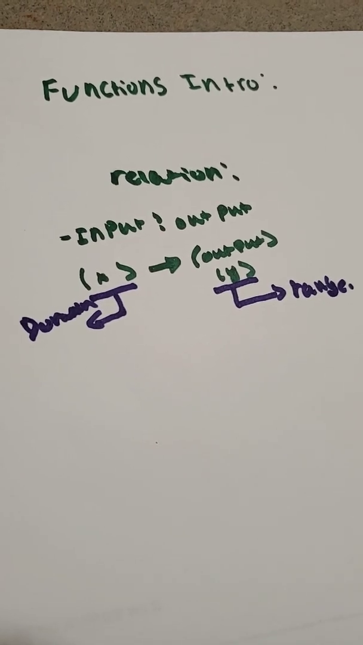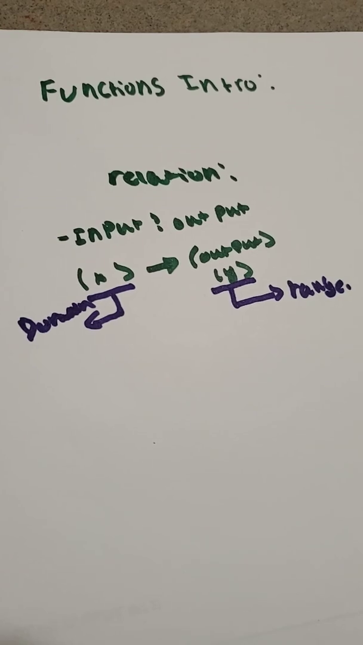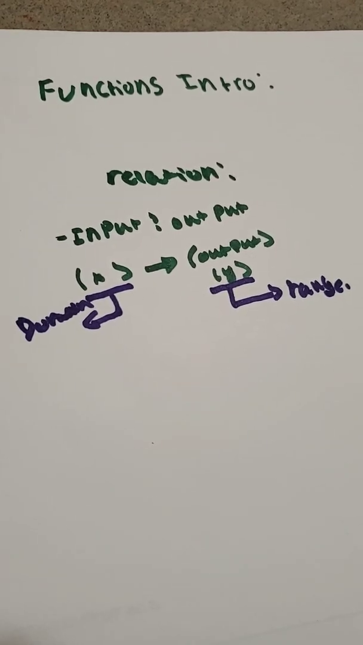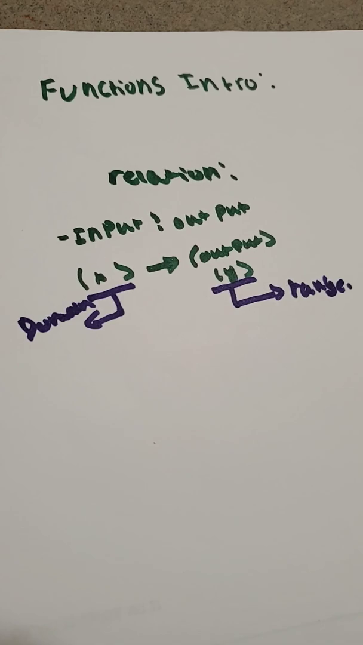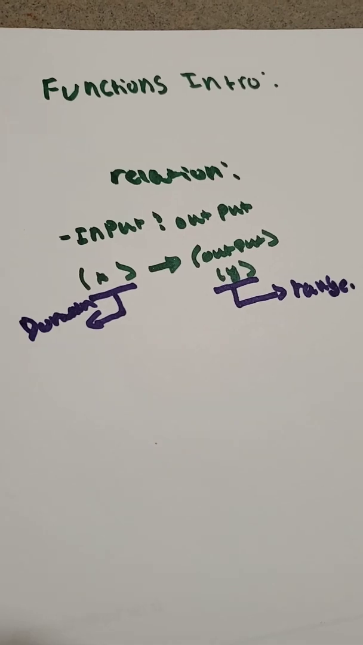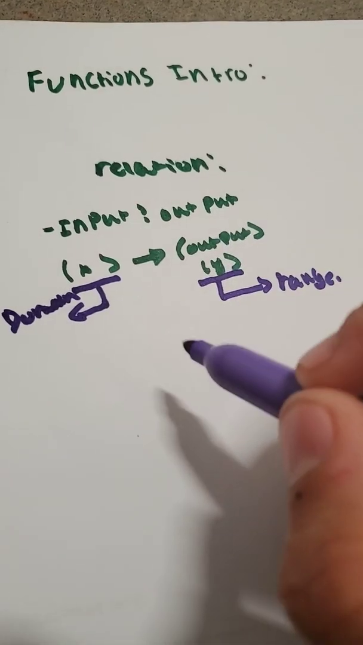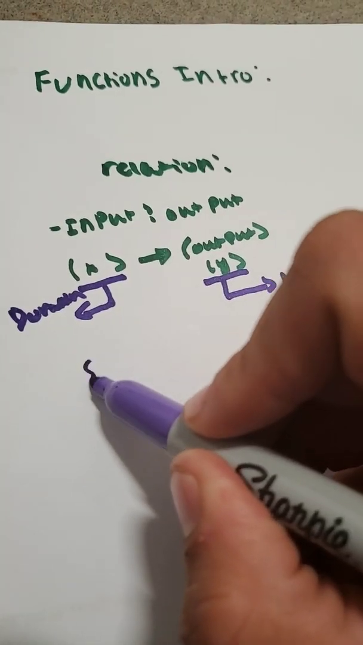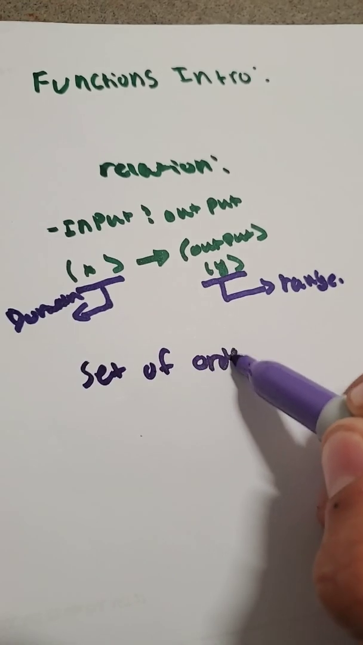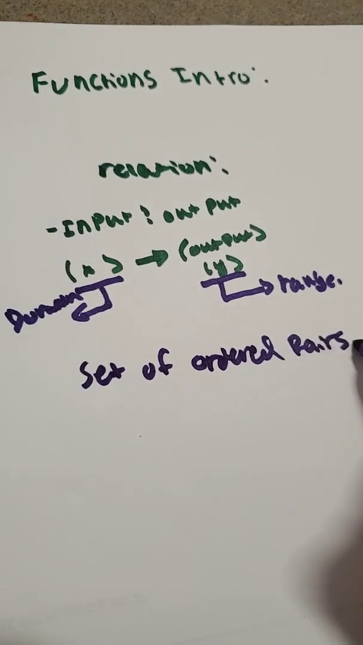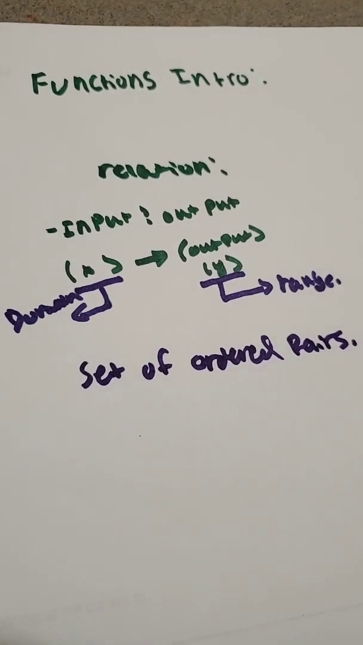You guys are probably thinking, okay, I get that, but how does this relate to real life? Why do I need to know a relation before we know a function? Sorry about that, guys. This is my fourth take today. Before we move on, we also define a relation as a set of ordered pairs.